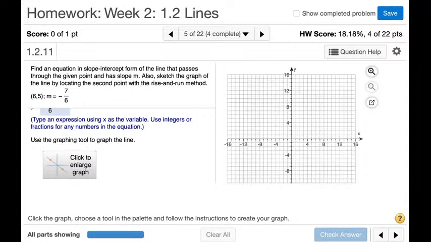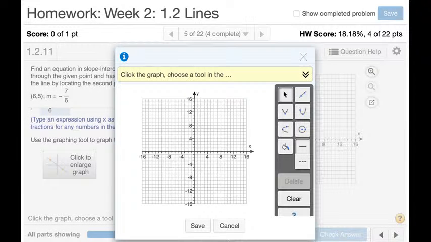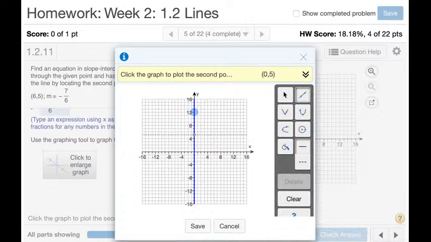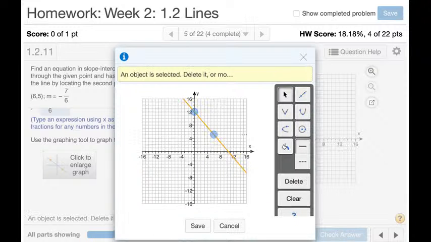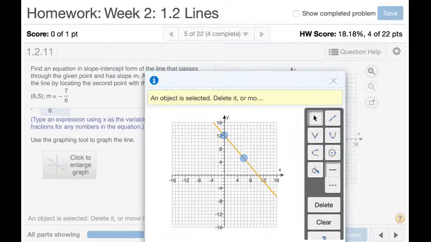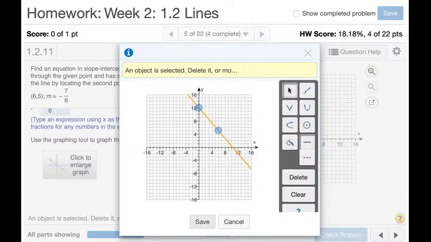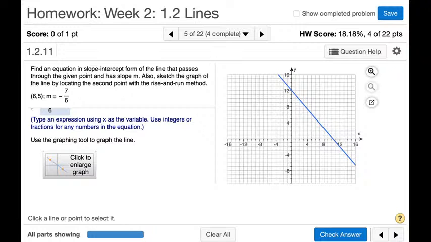Then we want a graph, so I'm going to click here. We're talking about a line, so I'm going to click on this one. The y-intercept is 12. And then the slope is negative 7 over 6. So that's going to go where? To 5. And then 6, 5, right? 6, 5. That's weird. 6, 5. Okay. Let's hit save and check our answer.